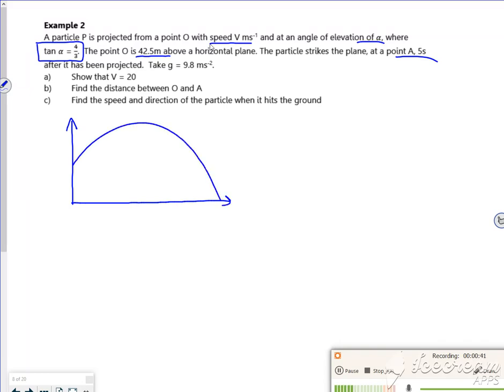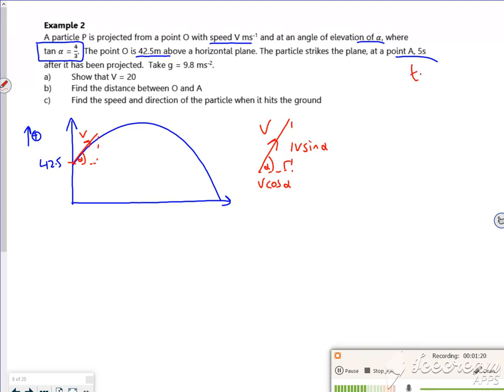Goes like that. So it's got a speed of V at an angle of alpha, and that's 42.5 above the ground. Taking that as my positive direction. Right then, so my little vector drawing for my velocity, that's alpha, so that'll be V cos alpha, and that'll be V sine alpha, so we know that information.